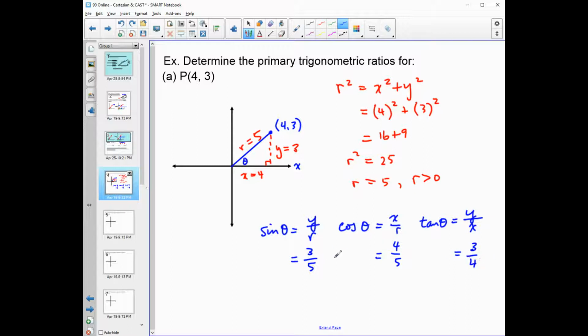And the one thing that I want to bring to your attention, notice that all of these results are positive numbers. And that doesn't seem significant now, but as we go forward, keep that result in mind.